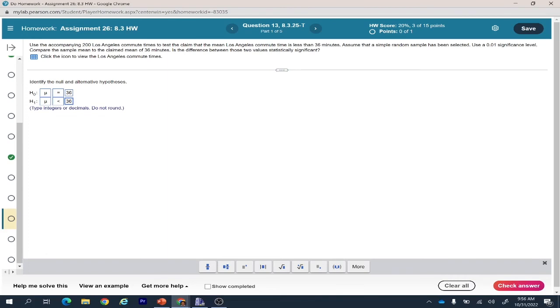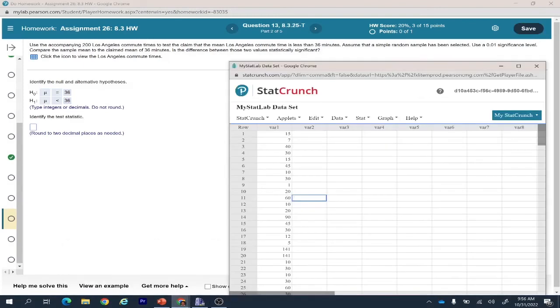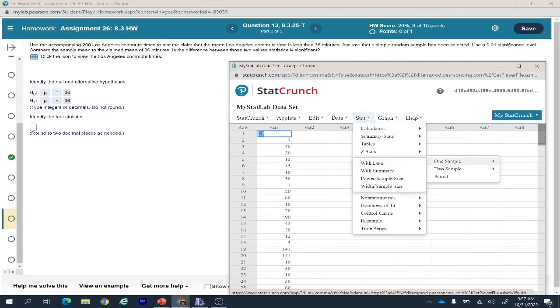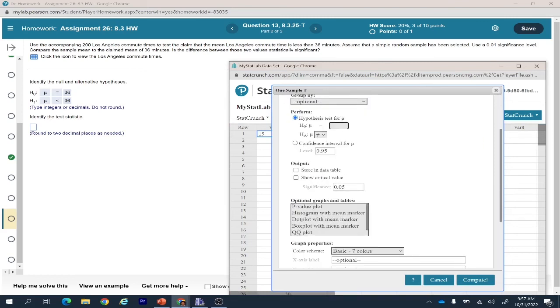Assume that a simple random sample has been selected. So it's given. Use 0.01 significance level. Compare the sample mean to the claim of 36 minutes. Let's check it first. Good job. Identify the test statistic. If you go to StatCrunch, go to T-stat, one sample with data, and select this first column, which is the variable one column. Our null hypothesis is equal to 36. The alternative is less than 36.